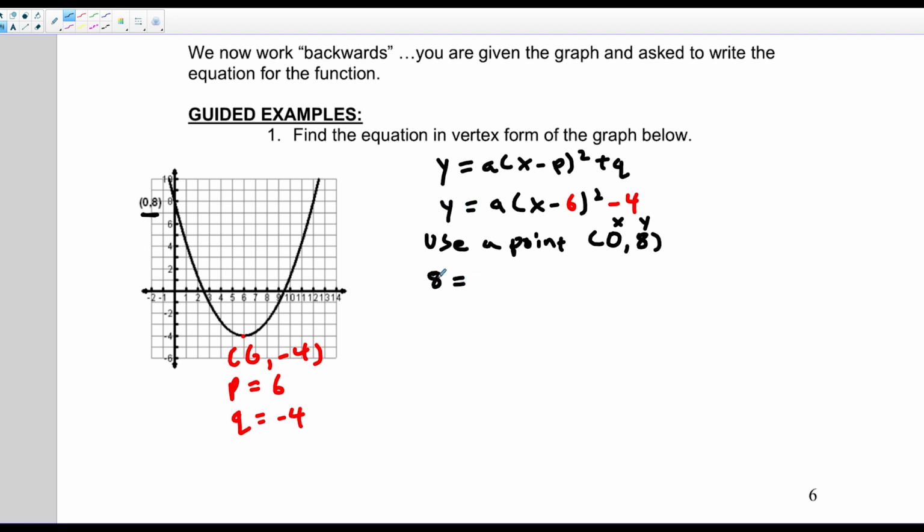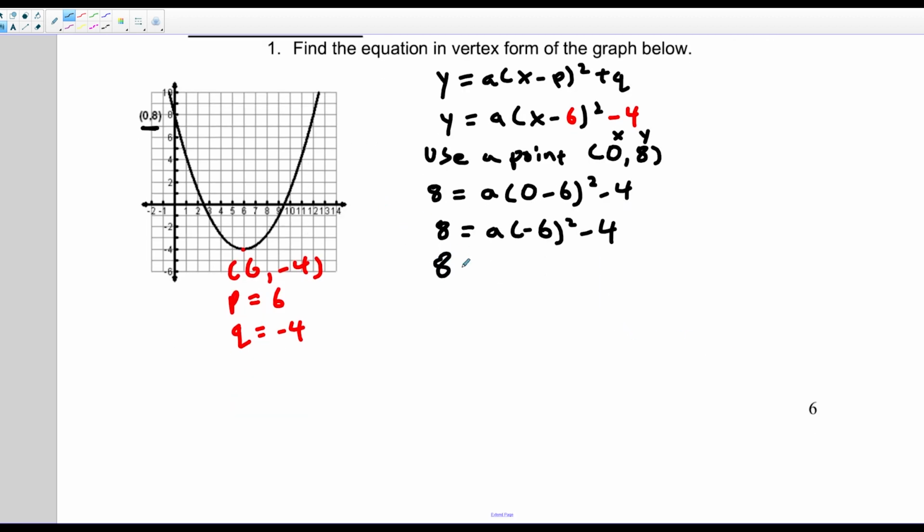So instead of y equals, we have 8 equals a times (0 instead of x, minus 6) squared minus 4. So we have 8 is equal to a times negative 6 squared minus 4. And we'll have 8 is equal to negative 6 squared, which is negative 6 times negative 6 gives us 36a, minus 4. We're going to add 4 to both sides. So 8 plus 4 gives you 12, and negative 4 plus 4 gives you 0. So 12 equals 36a. And then finally divide both sides by 36.